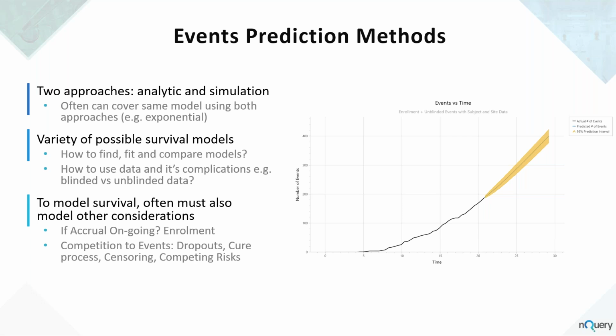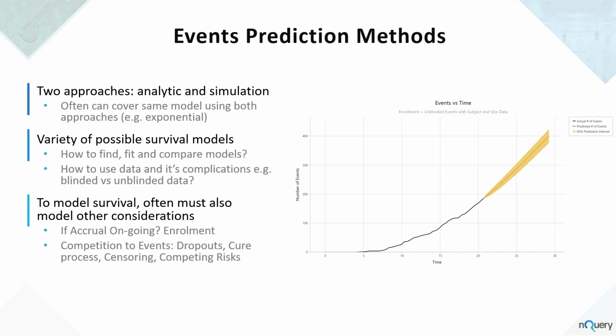So if you have summary data, you're probably using simpler models. If you have subject level data, you're probably using, or maybe have the capacity to use, more complex models. And if you have unblinded data, then that's an additional level of complexity that you can probably introduce and be more accurate. And as I mentioned several times already, just to reiterate, if you want to model survival, you have to model what else is going on. If accrual is ongoing, you need to model enrollment. You need to think about competition to events, whether that be dropouts or censoring or competing risks, etc.